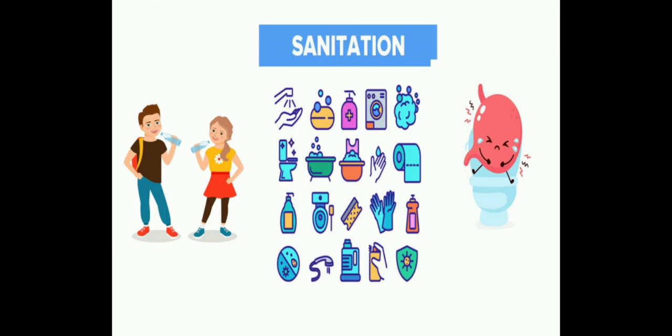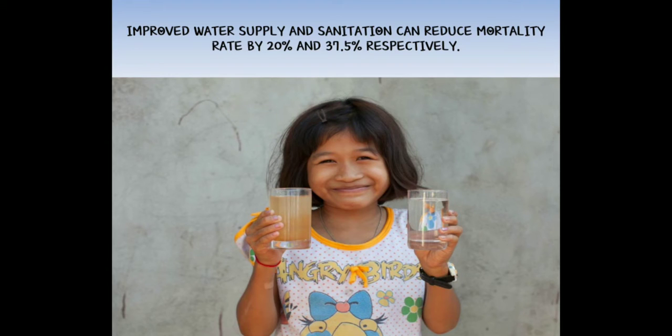Diarrhea, which kills 1.6 million people annually, is mainly caused by drinking impure water. Improved water supply can reduce mortality rate by 20%, while improved sanitation cuts it by 37.5%. Here, mortality rate means death, especially on a large scale, when a lot of people die because of a certain cause, here being drinking impure water.